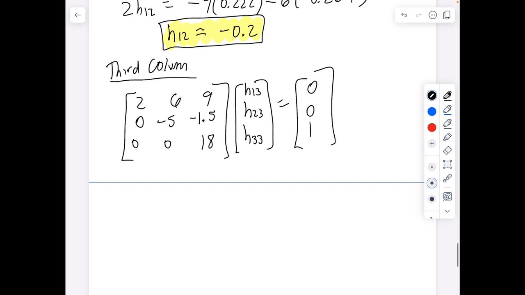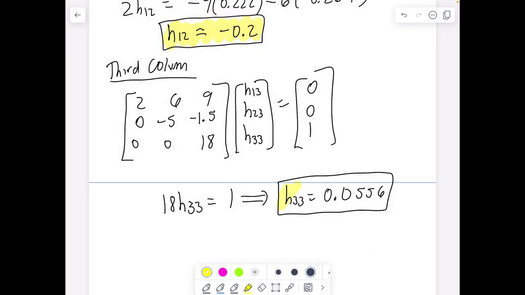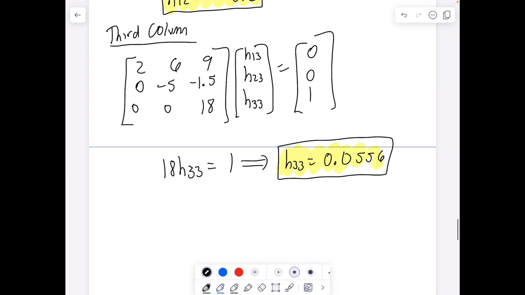So, 18 H33 is equal to 1, which means that H33 is 1 over 18. If we do that in our calculator, we get 0.055 repeating. Ultimately, we'll round it up a bit, but it's 5, 5 repeating, 3, oh, that's 2 sig figs. We'll add like that. Now it's 3 sig figs. That's our H33.